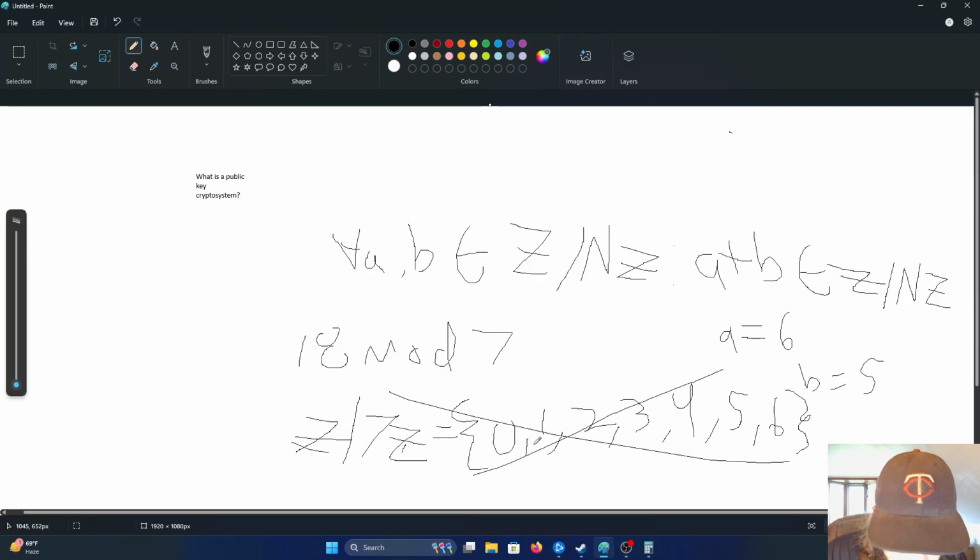Addition is associative. For all a, b, and c in Z over nZ, (a plus b) plus c is equal to a plus (b plus c). And we can take a plus b first, or we could take b plus c first, and it wouldn't matter. 0 is an additive identity, so a plus 0 is equal to 0 plus a, which is just equal to a, so that makes sense.